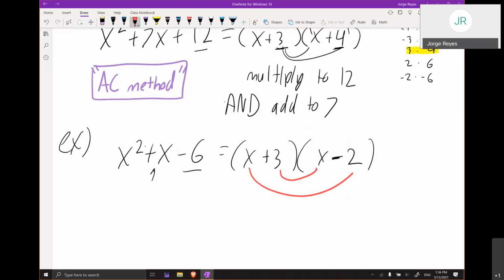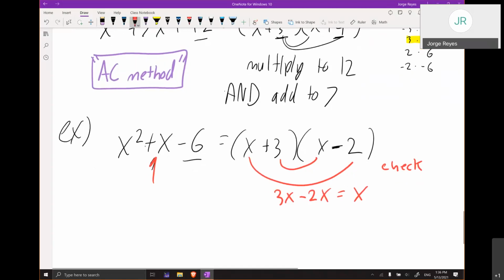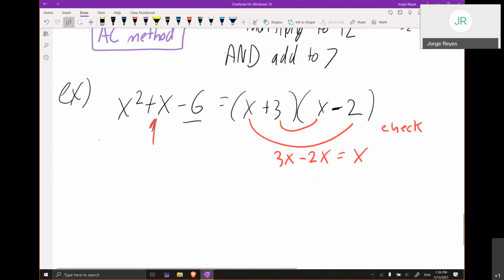And then if you do the double smiley face check, or the double upside down rainbow, you're going to get 3x minus 2x equals x. And it matches, so that's good. Now I encourage you to look up section 1.3. There's a whole bunch of special factor formulas if you want them. You may or may not use them, but they're typed up in the notes if you want to see them.